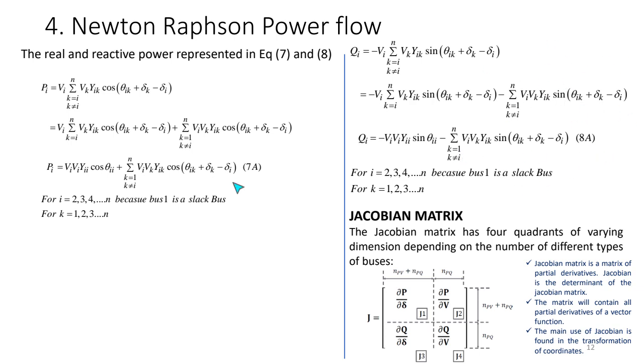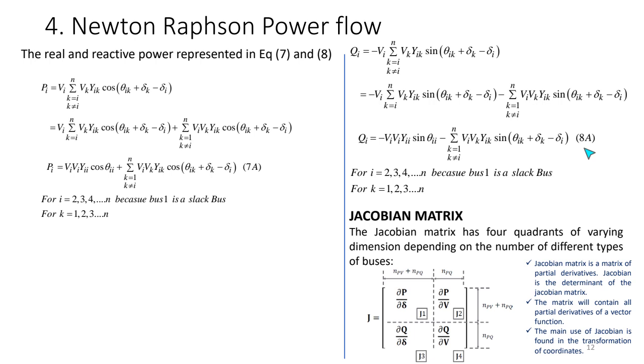So what we're trying to do from 7 and 8 is the same as what we represented a couple of slides ago, but we're splitting the terms into when k is equal to i and k is not equal to i. Then we can write new equations for real power and reactive power, which are equation numbers 7a and 8a.